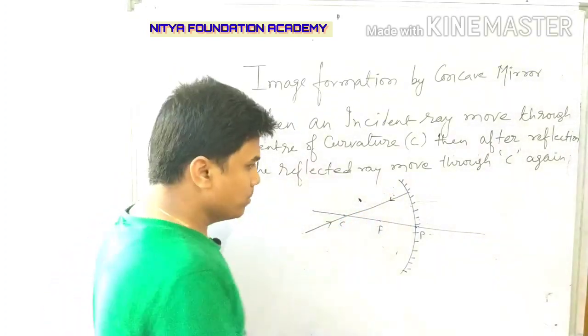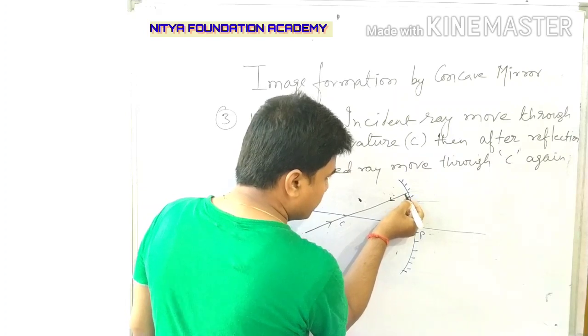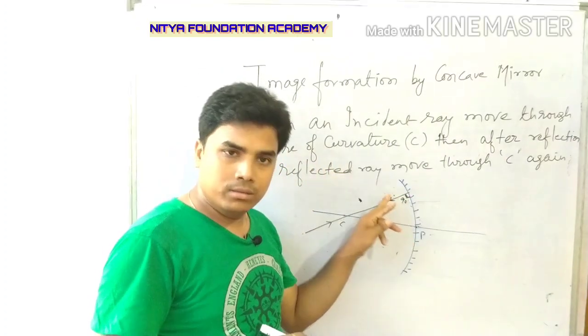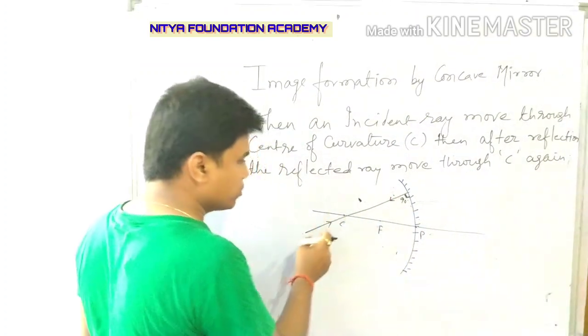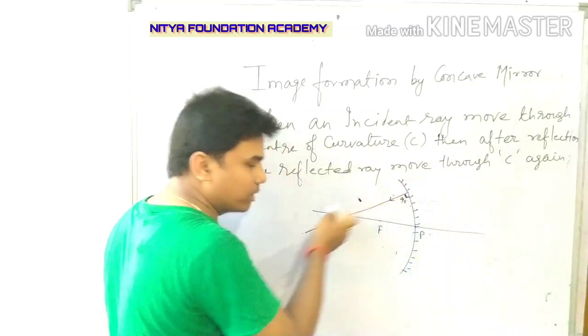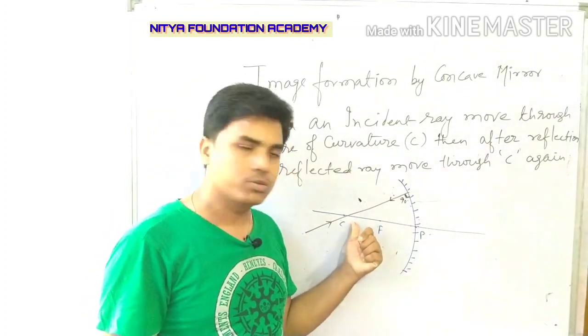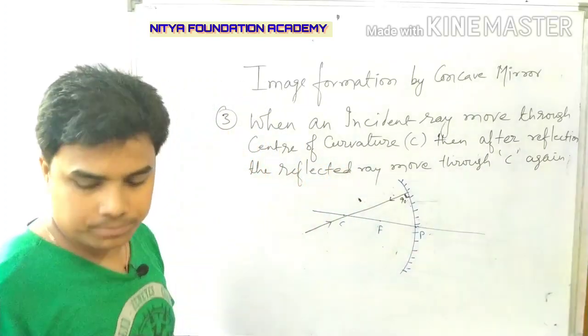Why does it happen so? Because it makes an angle of 90 degrees. It makes an angle of 90 degrees, and the 90 degree angle makes the ray move in the same direction. So here we can say that the incident ray and reflected ray are both the same ray. यहाँ पर incident ray और reflected ray दोनों क्या है students? ये same ray है. Is it? So it is the rule number 3.